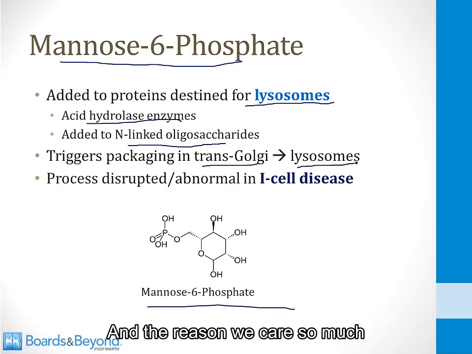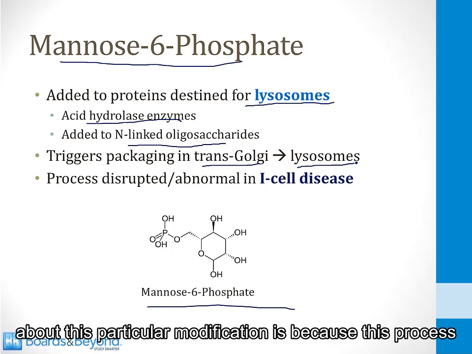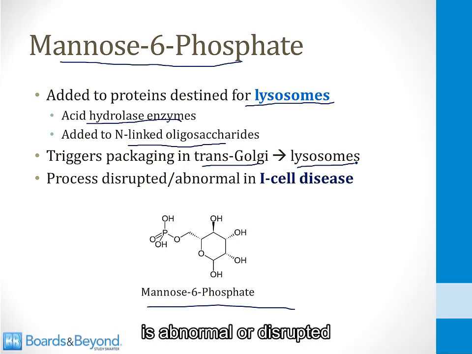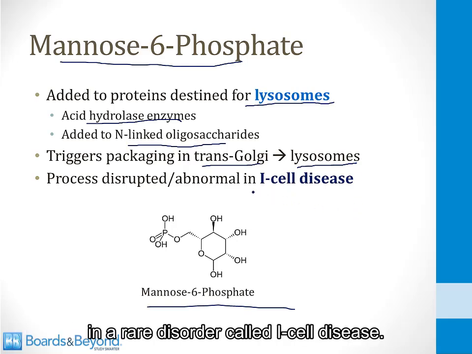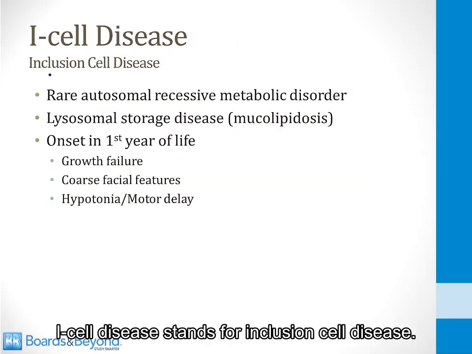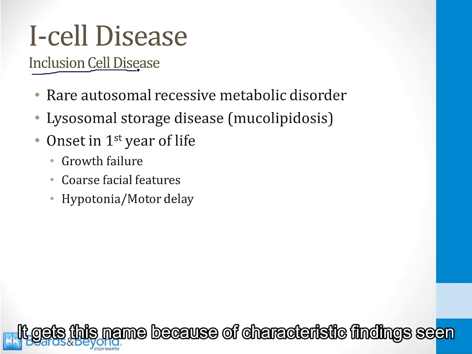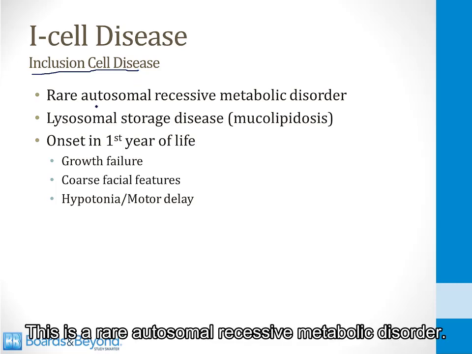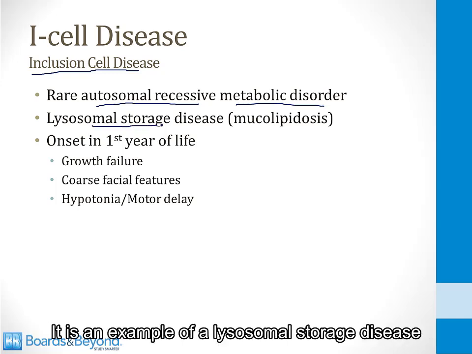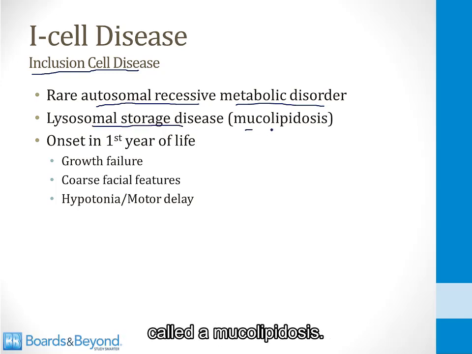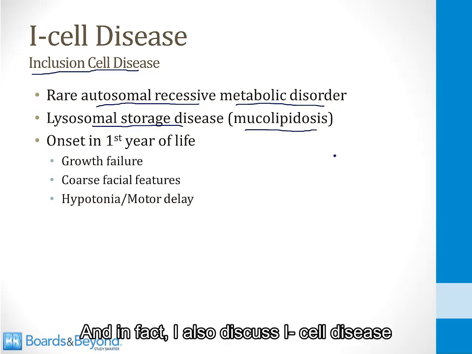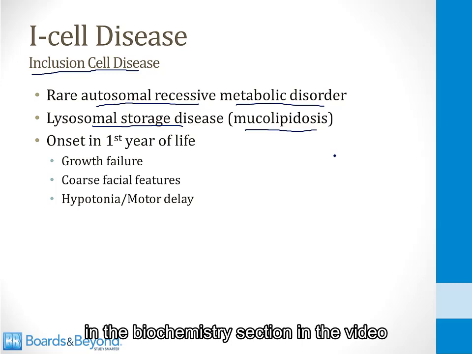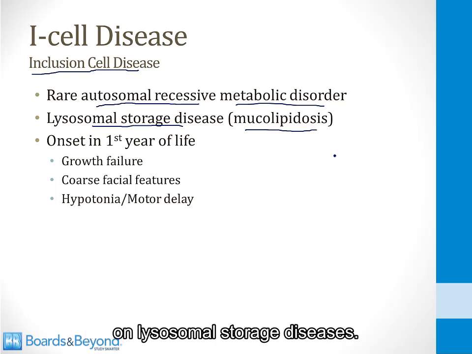And the reason we care so much about this particular modification is because this process is abnormal or disrupted in a rare disorder called I-cell disease. I-cell disease stands for inclusion cell disease. It gets this name because of characteristic findings seen under the microscope in affected individuals. This is a rare autosomal recessive metabolic disorder. It is an example of a lysosomal storage disease called a mucolipidosis, and in fact, I also discuss I-cell disease in the biochemistry section in the video on lysosomal storage diseases.